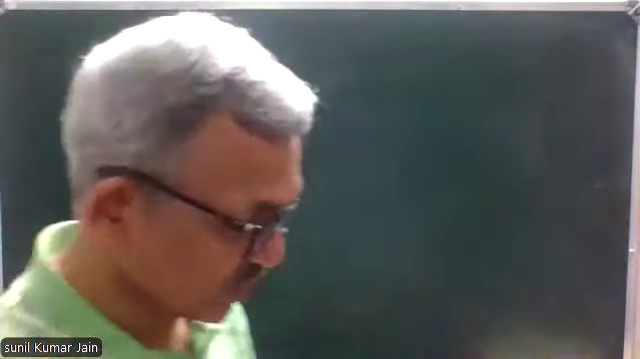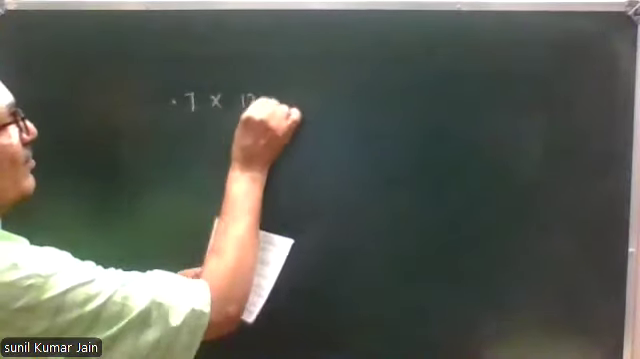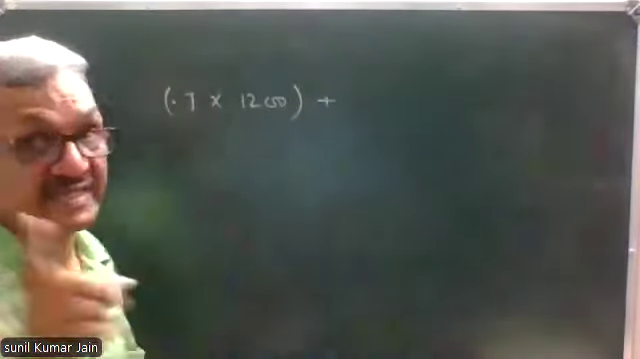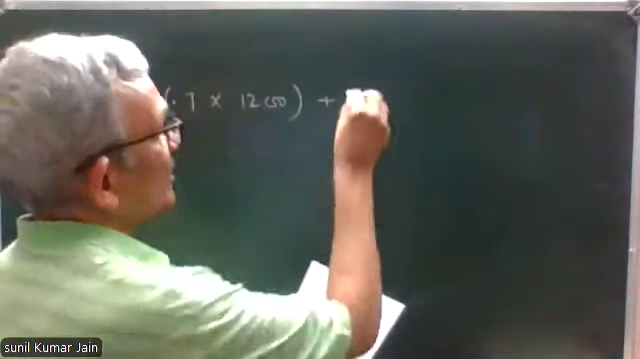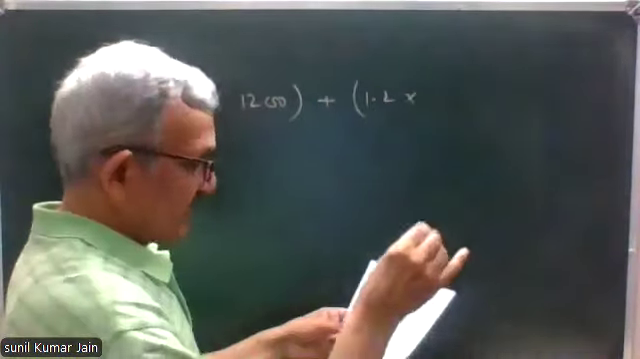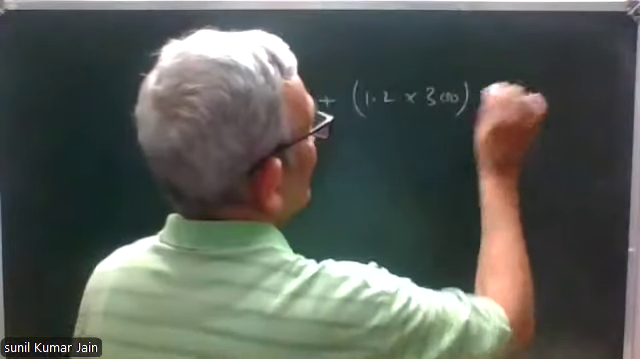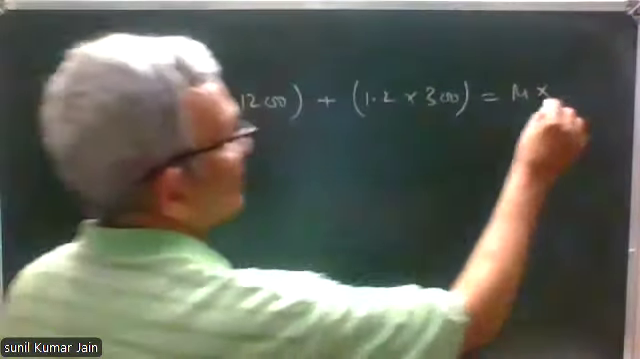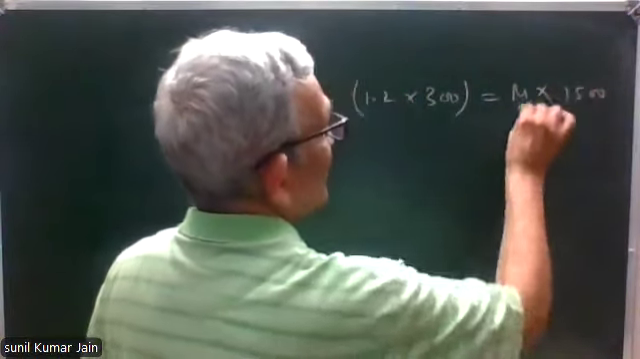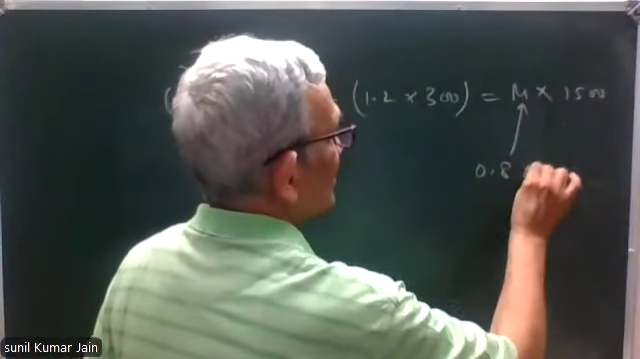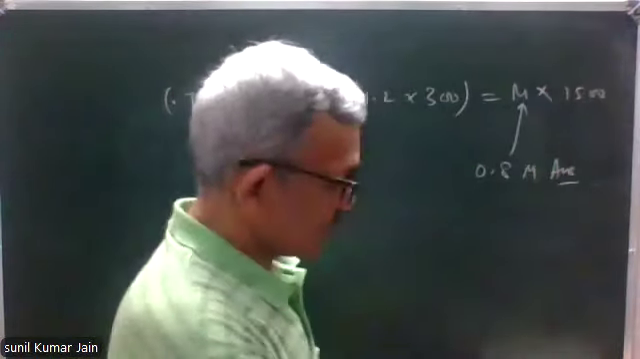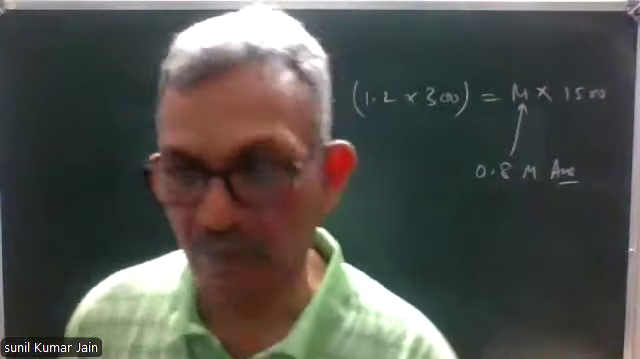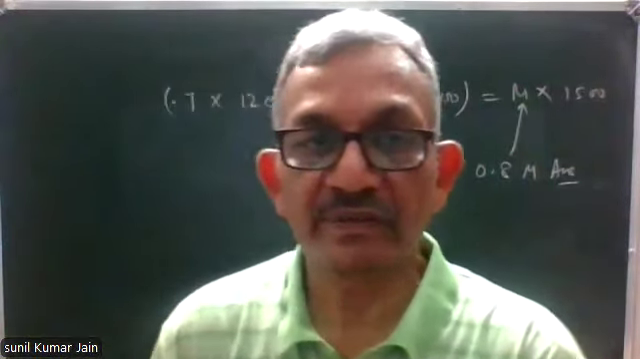0.8 molar is correct. I'll solve it for you. Molarity 0.7, volume 1200 cc, milliliters. Second solution, 1.2 molar, volume is 300. Final molarity we have to calculate. Final volume will be this plus this, 1500. So the answer will be 0.8 molar. Right, children?